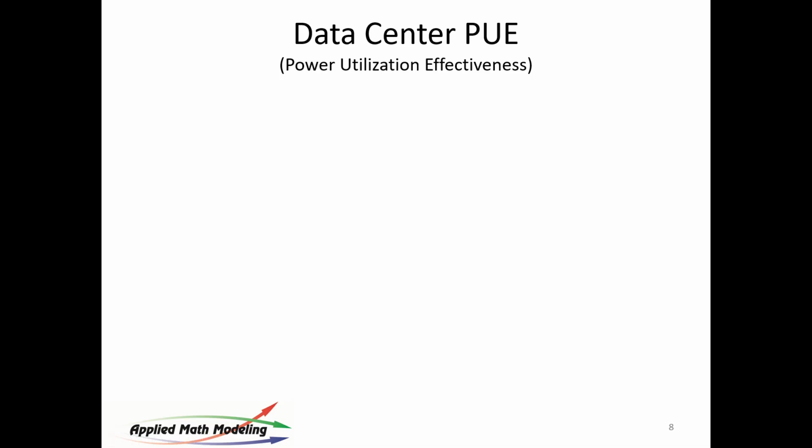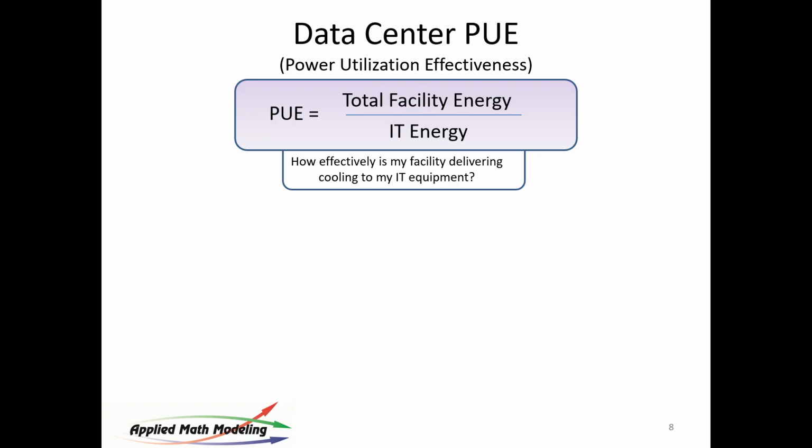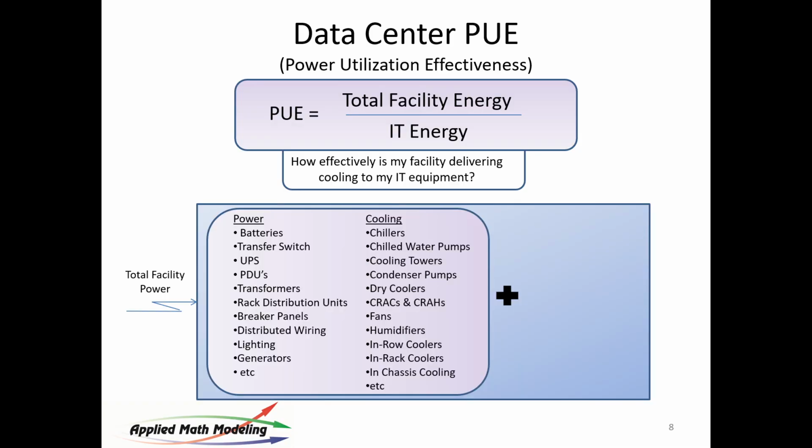So let's talk about energy effectiveness. The popular metric that is used by many is power utilization effectiveness, PUE. PUE is a ratio of the total energy consumed by the entire facility divided by the IT energy itself. So if all you had to do is power the servers, then you'd be in fairly good shape. But you also must cool the servers, and that comes into the numerator. And this ratio was intended to supply an indication of how effective the facility is delivering cooling to the IT equipment.